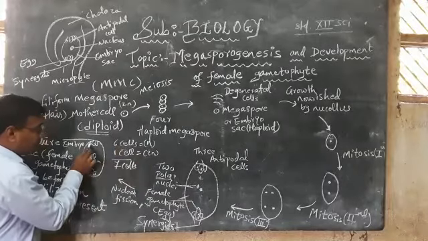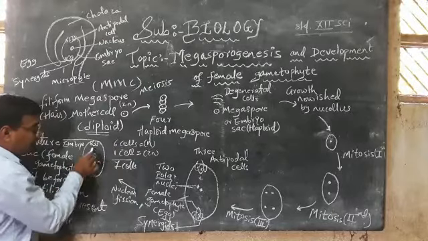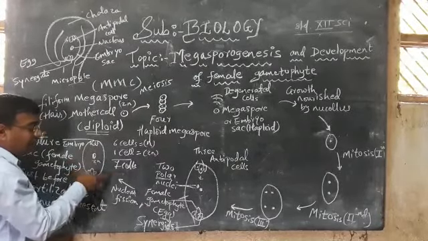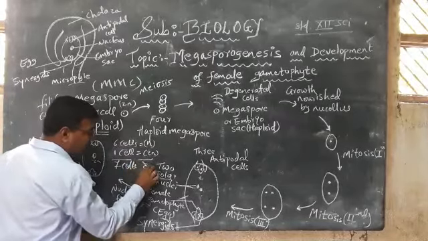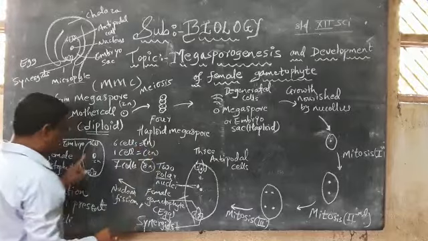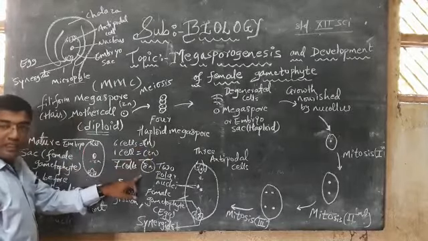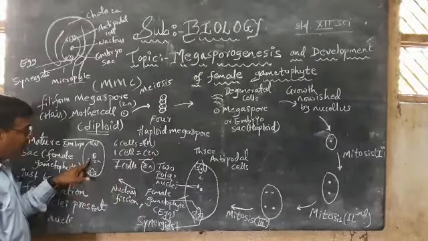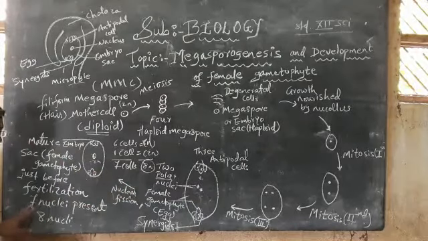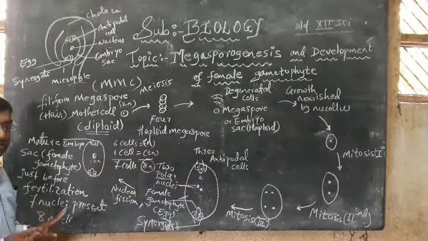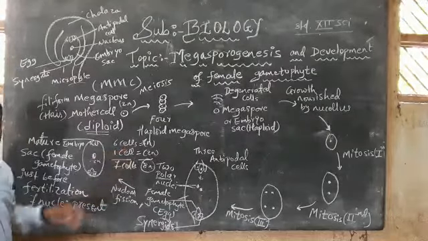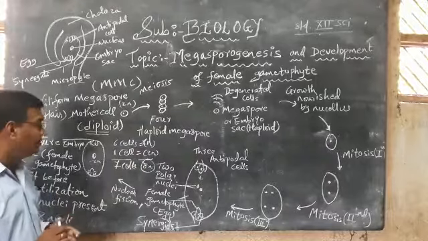Why 8? Because 1, 2, 3, 4, 5, 6. These 6 are haploid and this is diploid. So haploid plus diploid will become how many? 8 nuclei, because there will be 6 outside haploid and the 2 inside. That is, this is the diploid one. So 6 plus 2 will become 8. So while writing the paper, you have to write that there are 7 cells present, where 8 is the total number of nuclei which are present.